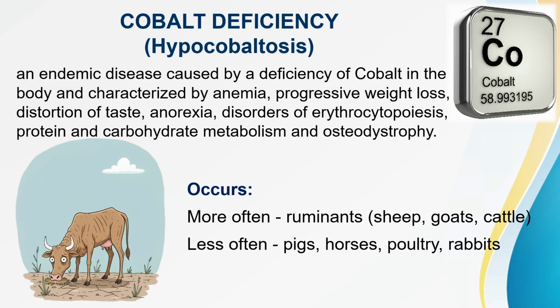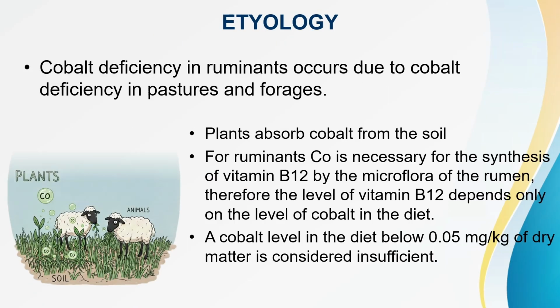Occurs more often in ruminants, sheep, goats, cattle. Less often in pigs, horses, poultry, rabbits. Etiology. Cobalt deficiency in ruminants occurs due to cobalt deficiency in pastures and forages. For ruminants, cobalt is necessary for the synthesis of vitamin B12 by the microflora of the rumen. Therefore, the level of vitamin B12 depends only on the level of cobalt in the diet.